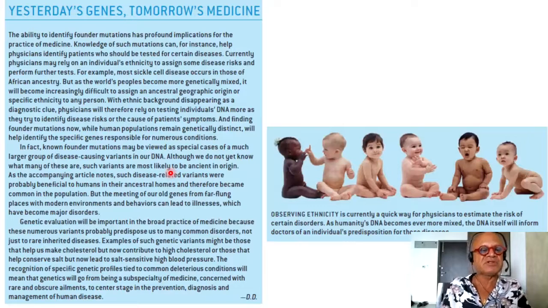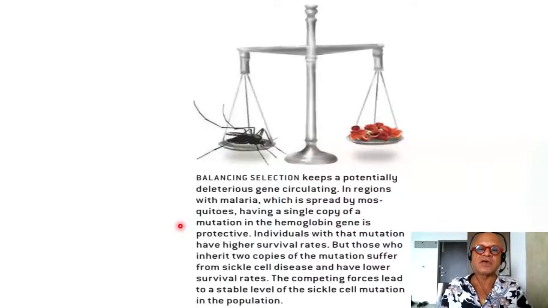So there are many examples we will look at where such mutations are carried forward, and then even though they may have been beneficial at one point, which is why they survived and spread through the populations, can then end up causing diseases. Okay, so balancing selection keeps potentially deleterious genes circulating.